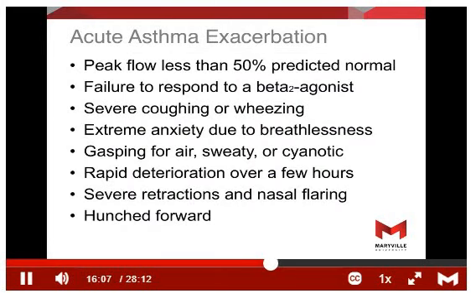Acute asthma exacerbation: peak flow at this point is less than 50% of predicted normal. There's failure to respond to the beta-2 agonist, so they're doing albuterol and not quite responding, or they get a response but have to use that albuterol again before the 4 to 6 hours. Severe coughing or wheezing, extreme anxiety due to breathlessness. They're gasping for air, sweaty, and cyanotic. They have rapid deterioration over a few hours. Severe retractions and nasal flaring, and they're hunched forward because they cannot get enough air in.